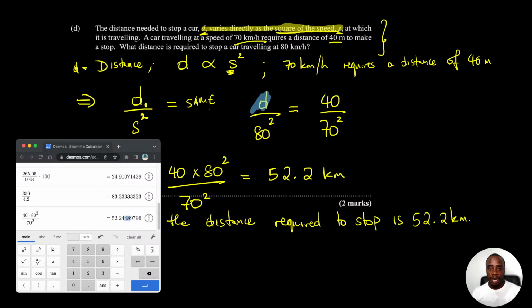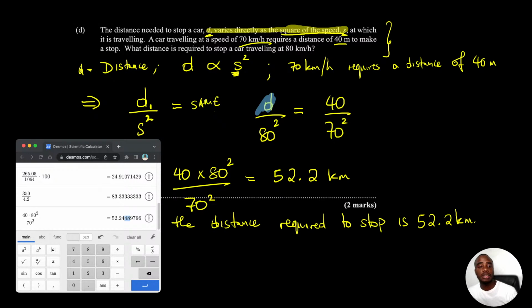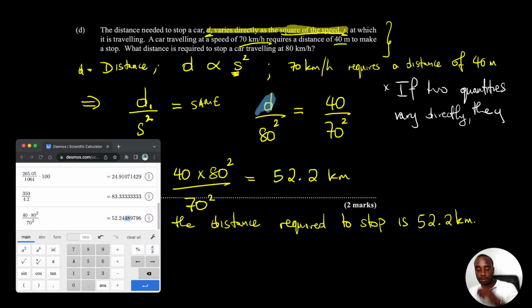We are saying that because they vary directly, that's something to keep in mind. When two quantities vary directly, their ratio is the same. Okay?